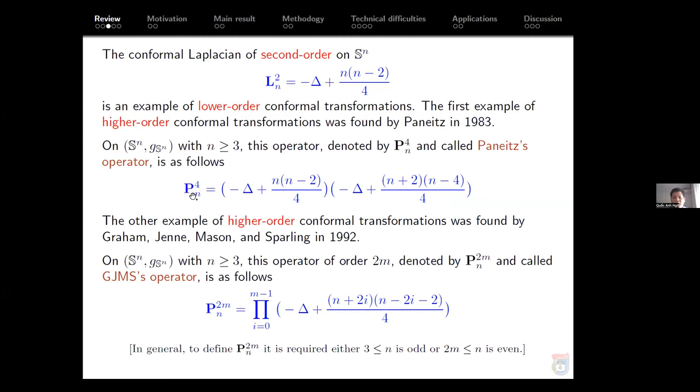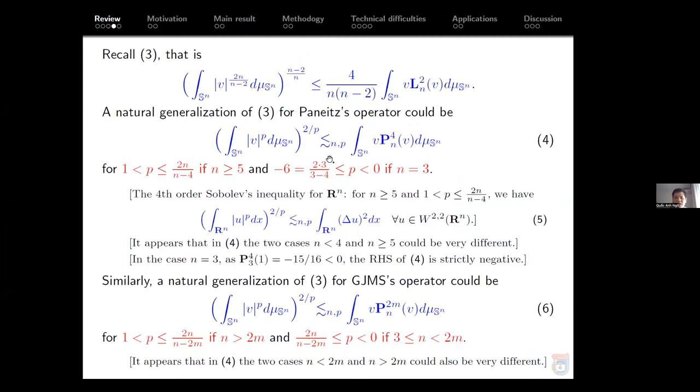And if we increase the order of P4, we will obtain what we call the GJMS operator. This is a 2m-order differential operator. On the sphere, it is just a product of several conformal Laplacians with different dimensions. And for this high order operator, we wish to prove a very similar Sobolev inequality.